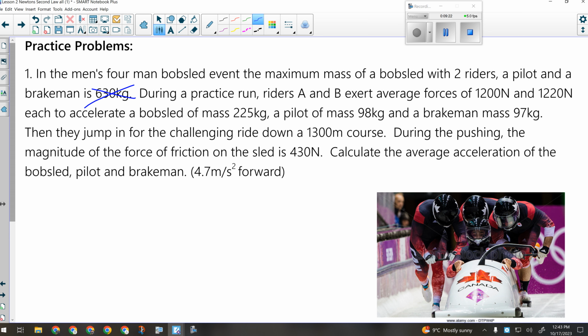Okay? During a practice run, riders A and B exert average forces of 1,200 and 1,220 newtons each to accelerate the bobsled, which has a mass of 225 kilograms, a pilot, and a brakeman, whose masses I also know. What do I have to do with those three masses? I have to add them up. That's how much mass is being pushed by the two pushers.